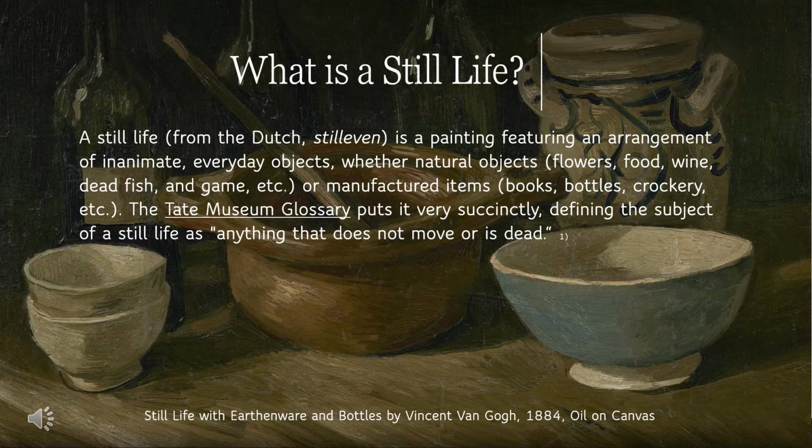A still life, from the Dutch stilleven, is a painting featuring an arrangement of inanimate, everyday objects, whether natural objects like flowers, food, wine, dead fish or game, or manufactured items like books, bottles, crockery, and so on. The Tate Museum Glossary puts it very succinctly, defining the subject of a still life as anything that does not move or is dead.